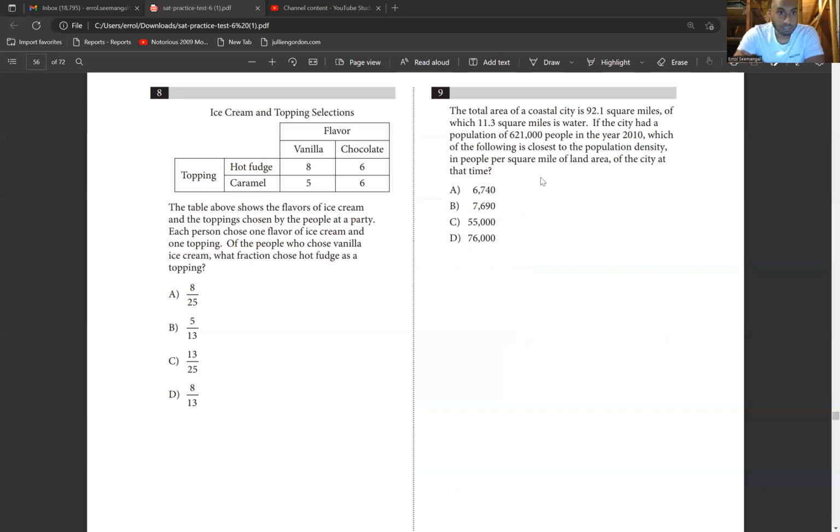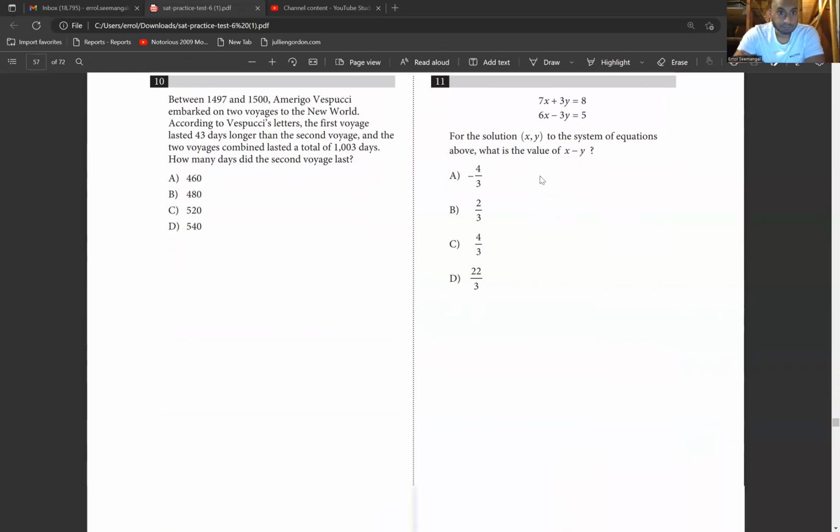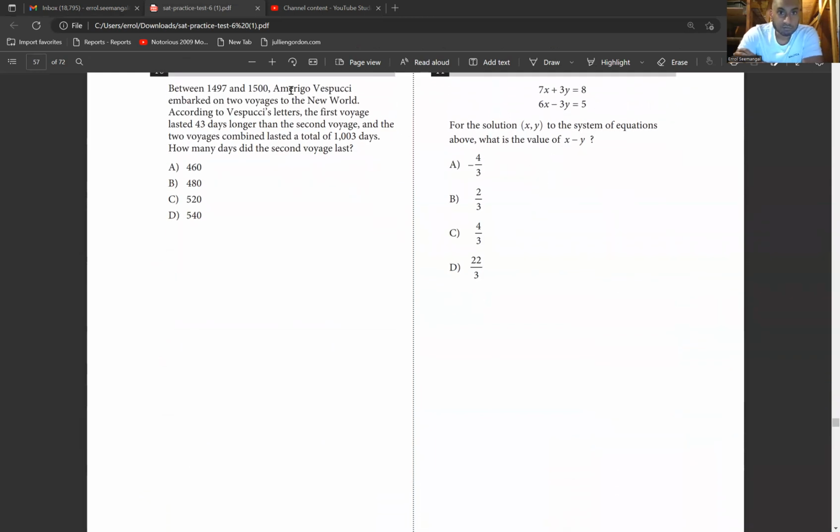All right, 9, that's 9, 10. Between those years, whatever that is, embark on 2 voyages to the New World. According to whatever's letter, the first voyage lasted 43 days longer than the second, and the 2 voyages combined lasted a total of 1,003 days. How many days did the second voyage last?